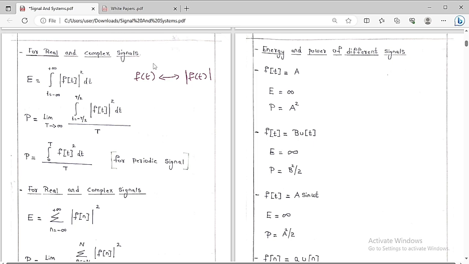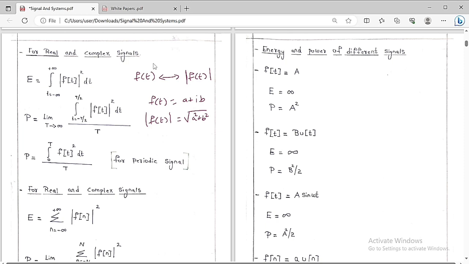Modulus means, if you take real valued signals, the same f of t only. But in the case of complex valued signals, mod of f of t means, suppose f of t is equal to a plus ib, then what is the modulus of f of t? The modulus of f of t is equal to the square root of a square plus b square. This we are going to consider.